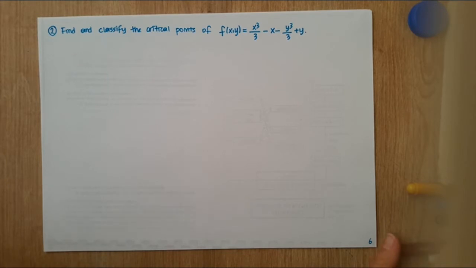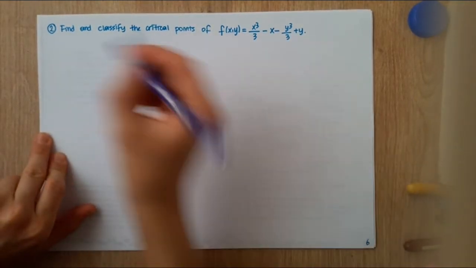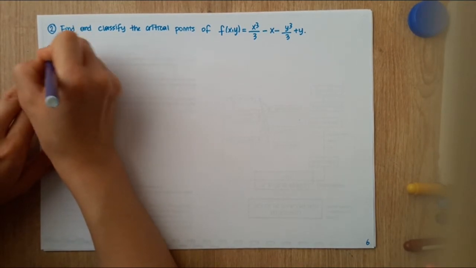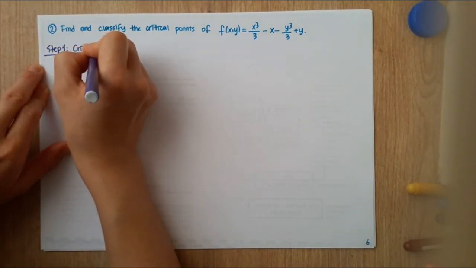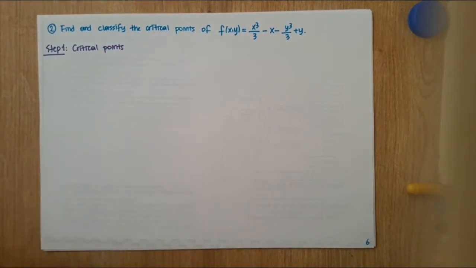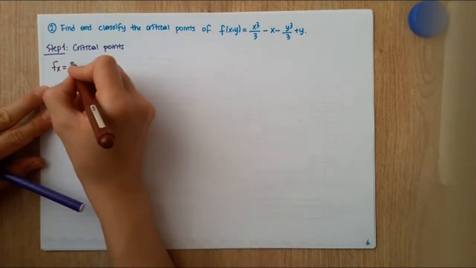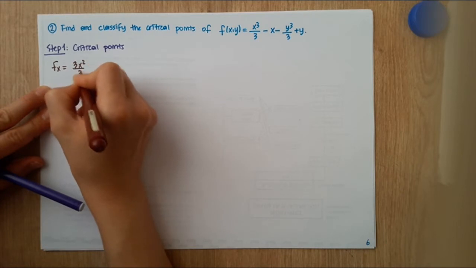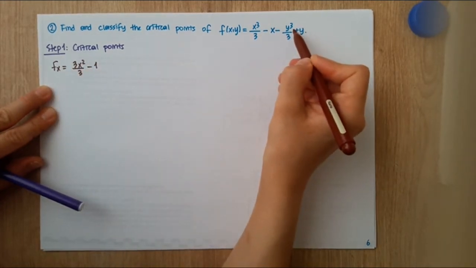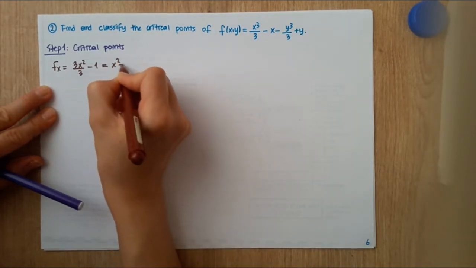Let's continue with the second problem, and this time we want to find and classify the critical points of this function. Again, the first step will be finding the critical points. So to find critical points, I will calculate the first partial derivatives here, f sub x. And here I have 3x squared over 3 minus 1. And those are constants with respect to x, so derivatives of those terms will be 0. So we have x squared minus 1.